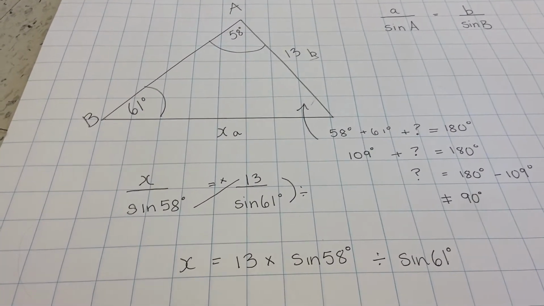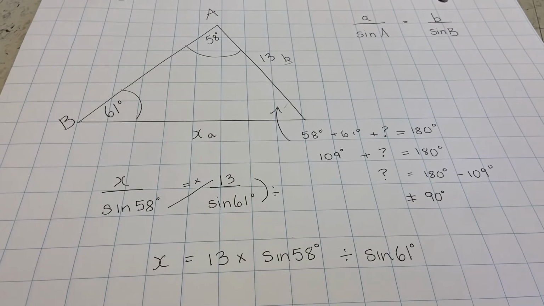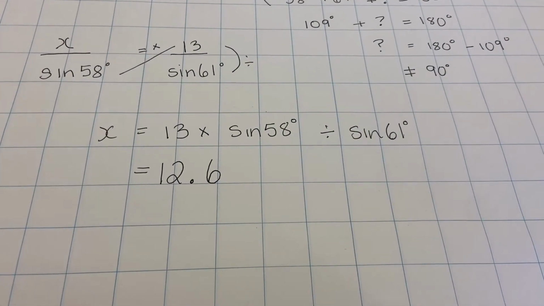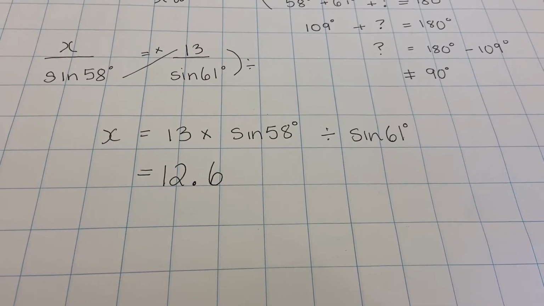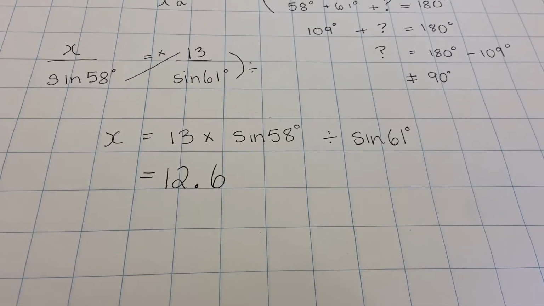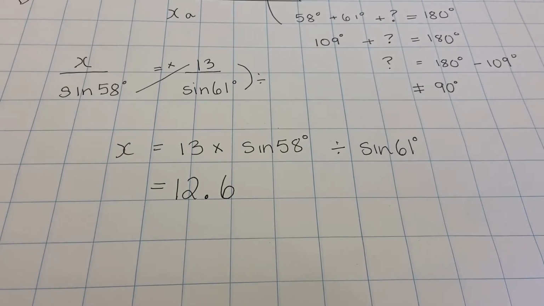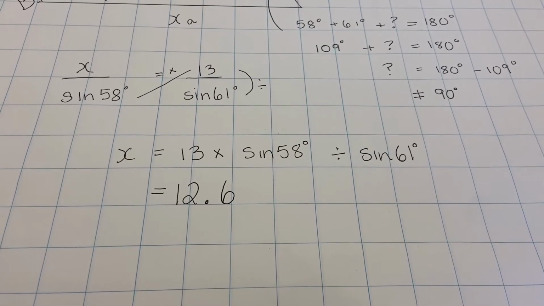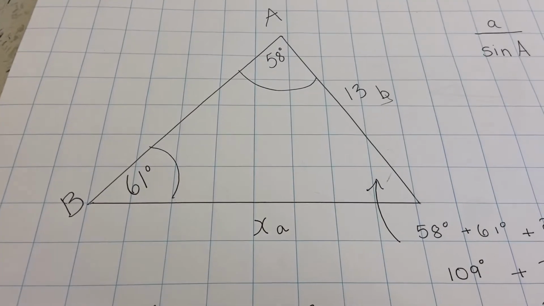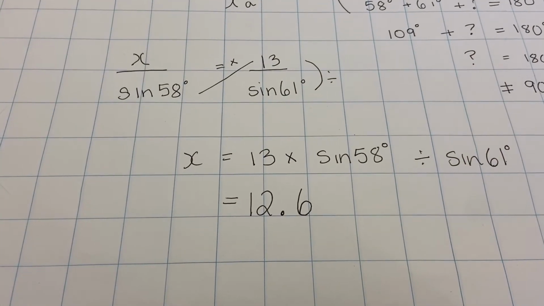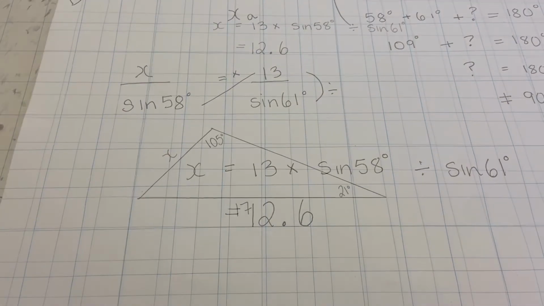So I'm going to press pause, I'm going to get out my calculator, and I'm going to find out the value of x. When I used my calculator, I did 13 times sine 58 divided by sine 61. I made sure that my calculator was in degree mode, and I got that side x, or side A, which is across from angle A, is going to be 12.6 units long.